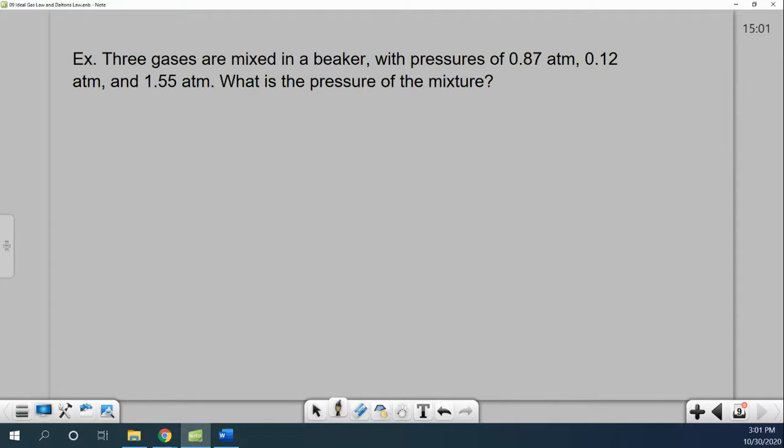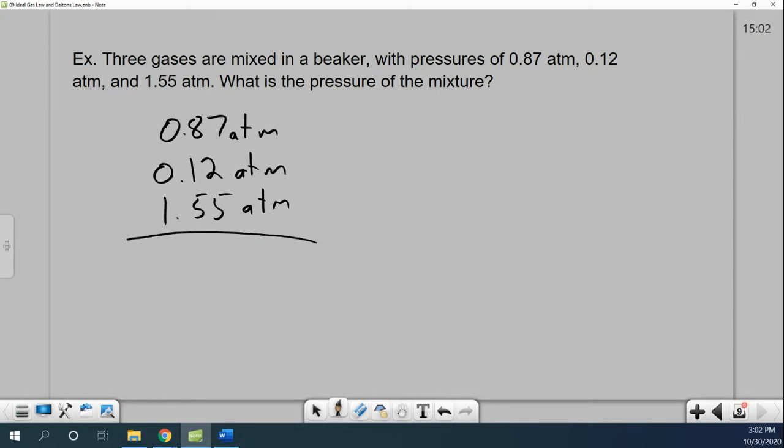Here we go. 3 gases. Mix them up in a sealed beaker. Otherwise, they'll all fly away. One has a pressure of 0.87 atmospheres. One has a pressure of 0.12 atmospheres. And the last one has a pressure of 1.55 atmospheres. So I mix all these up into a beaker. What is the total pressure this is going to exert?